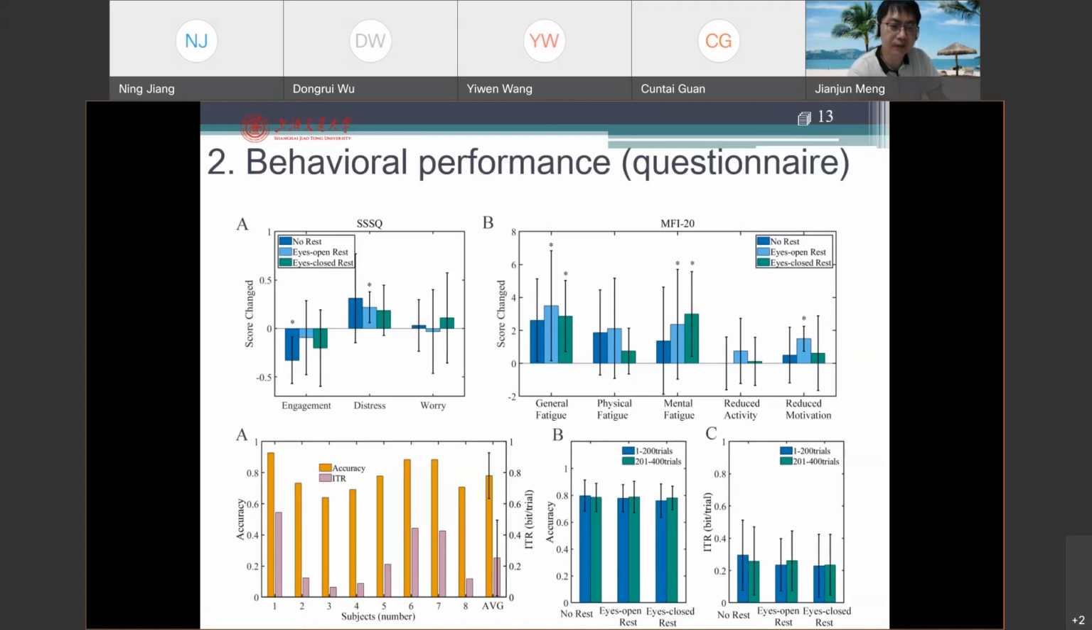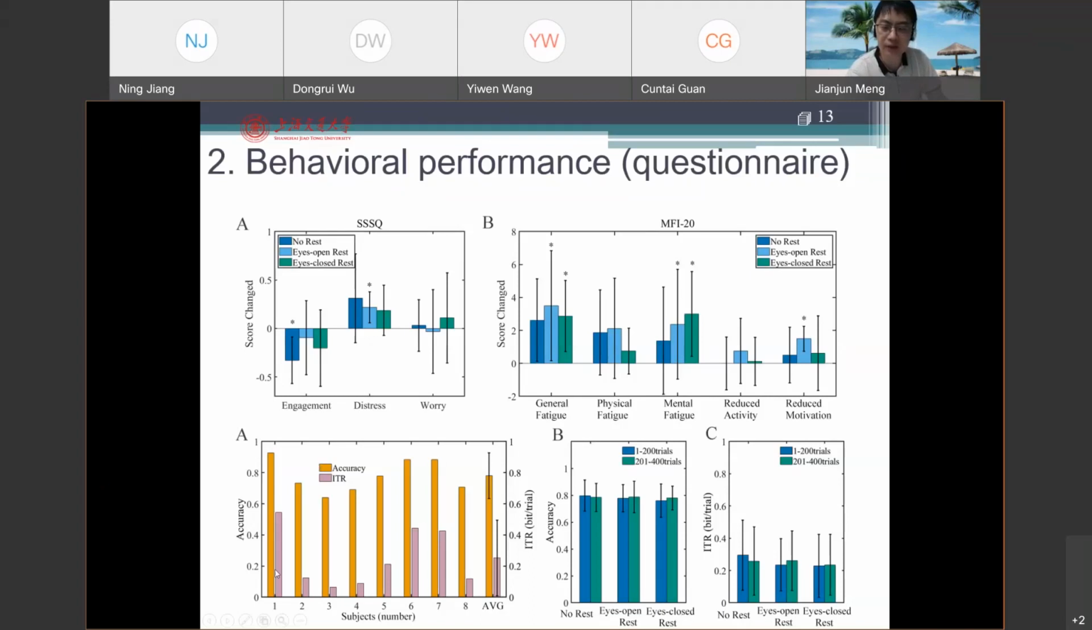For the multidimensional fatigue inventory, the average score of general fatigue increased in all three sessions. There were significant variations in the eyes open and eyes closed rest sessions. And the mental fatigue also increased in all three sessions, and also there was significant variation in the eyes open rest and eyes closed rest.